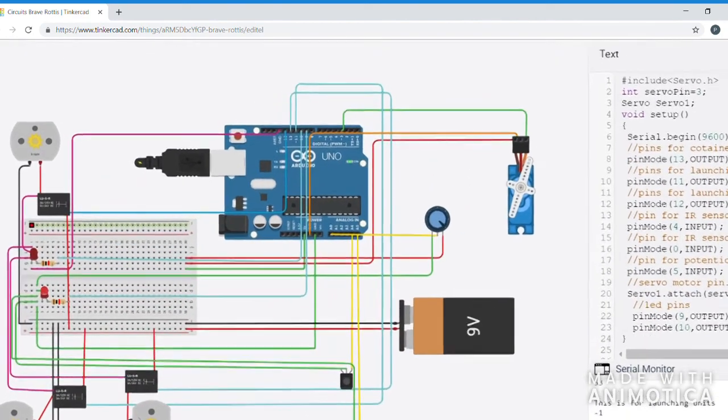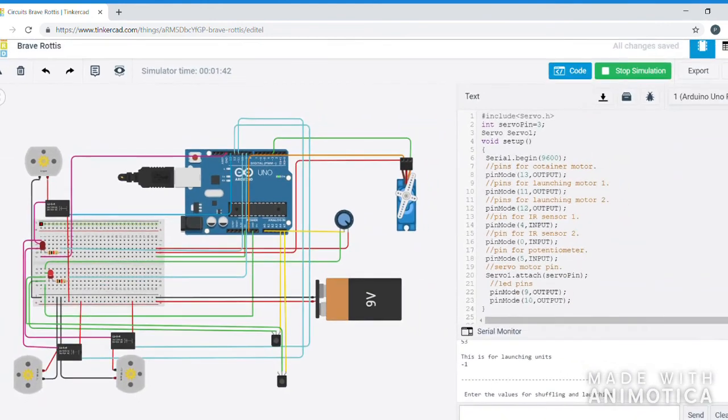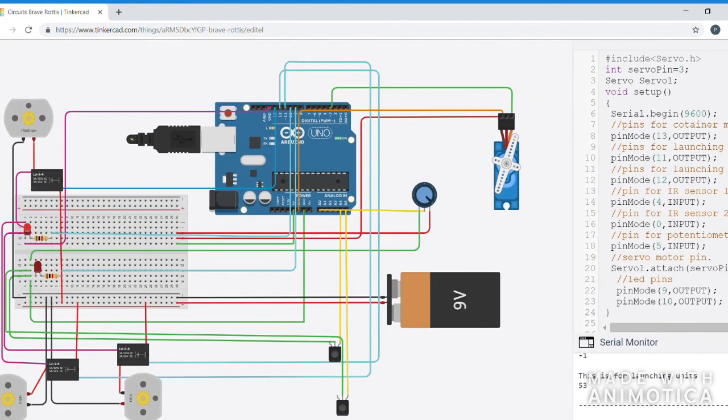You can see here the shuffling motor is off and even the LED which is used to indicate is also off. And if I enter positive value for launching, you can see here that the launching part is off but the shuffling is taking place.